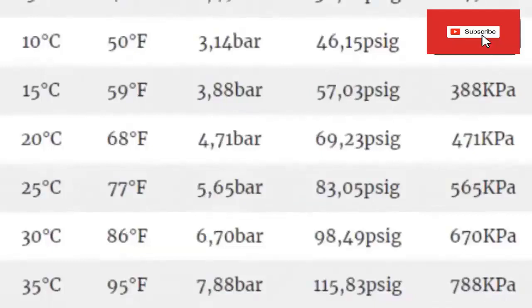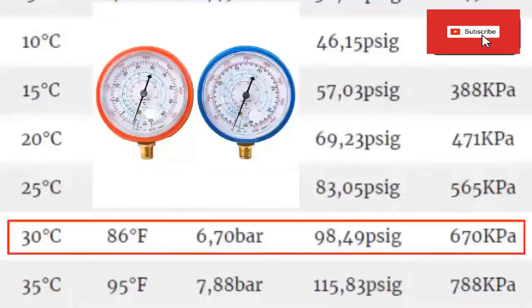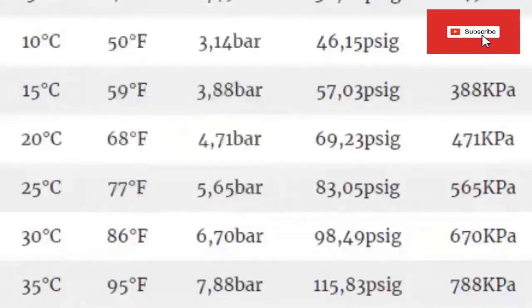In some cases it is useful to know the pressure of the equipment when it is turned off, in the high pressure or the condenser. Let's go see them. For an outdoor environment temperature of 30 degrees Celsius, the equipment turned off at this temperature has a manometric pressure, both high and low, according to the table, of 6.70 bar, equivalent to 98.49 psig or 670 kilopascals.